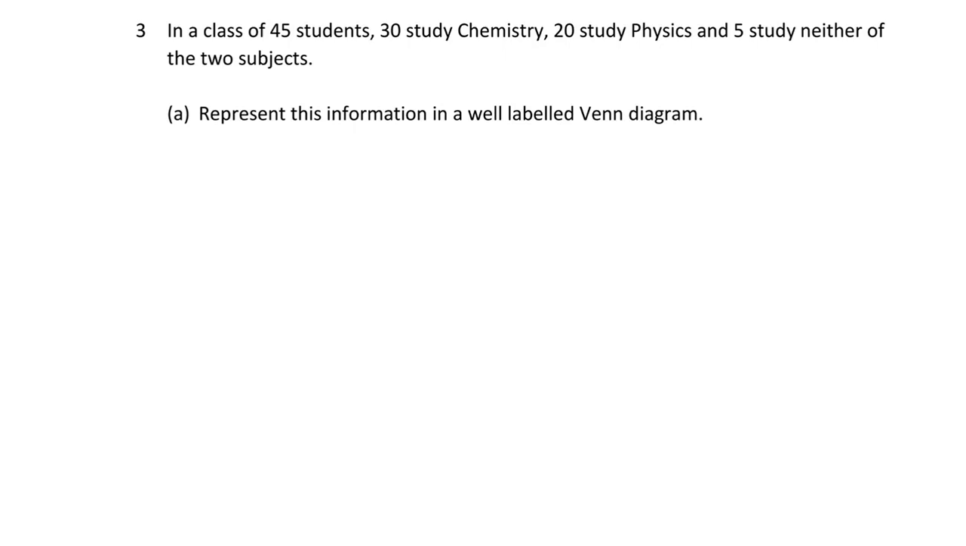This is a set problem, so we are going to let x be the number of students who study both chemistry and physics. Then students who study chemistry only are going to be 30 minus x, and the students who study physics only are going to be 20 minus x.